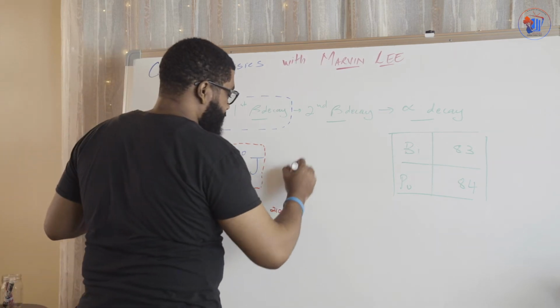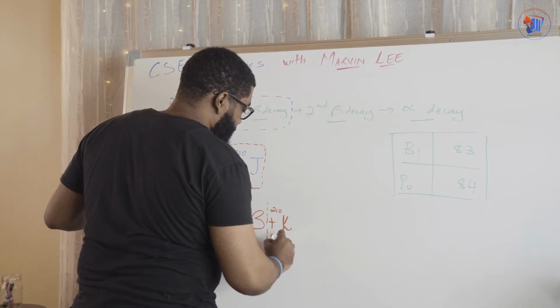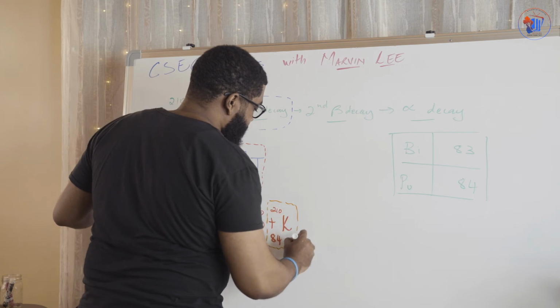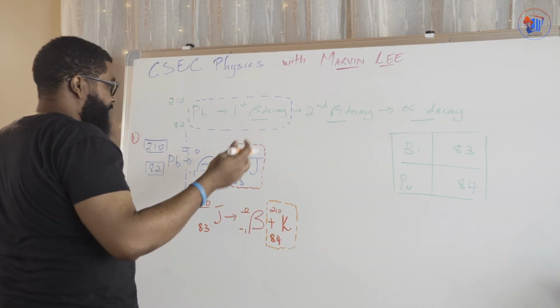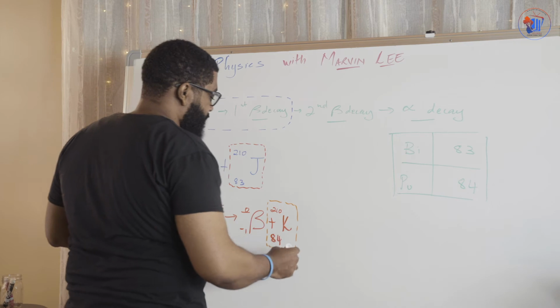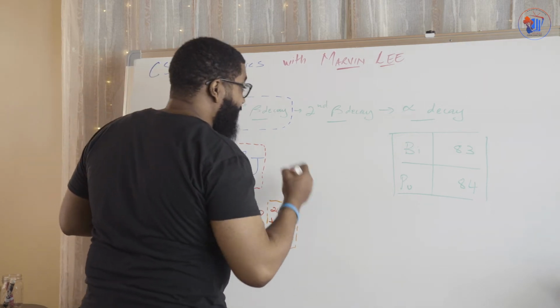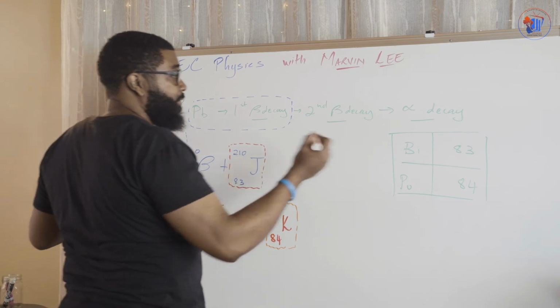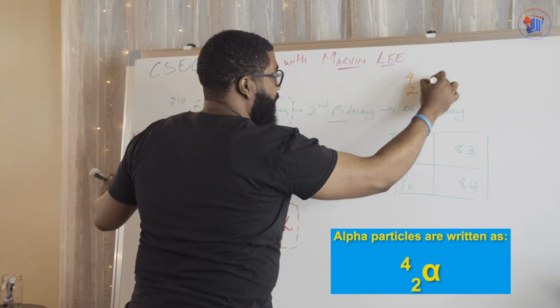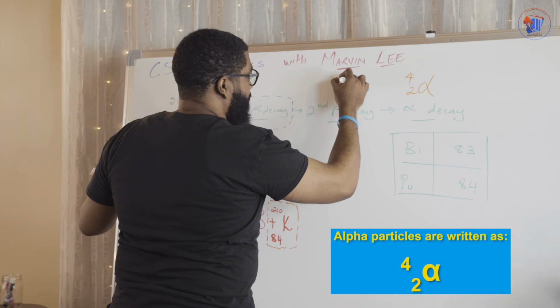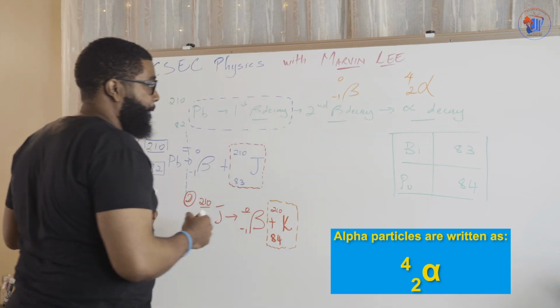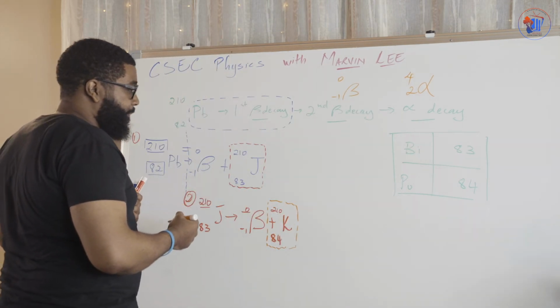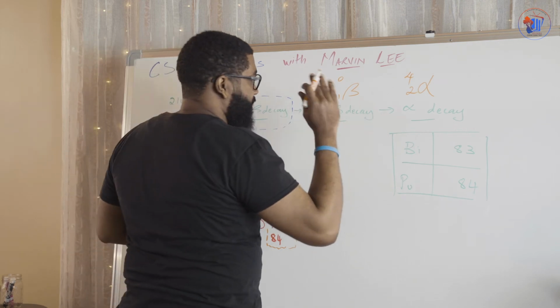This now, this 210 84 K. Again, I'm naming it random things. This breaks down by alpha decay. Now, alpha particles are written as 4, 2, alpha. Beta particles are always written as 0, minus 1. That's how they're written. An alpha particle is a helium nucleus.